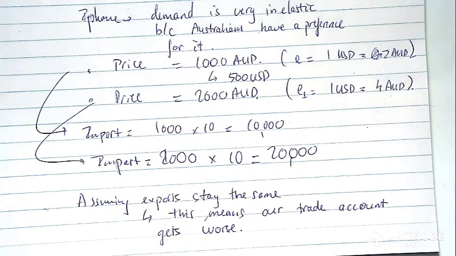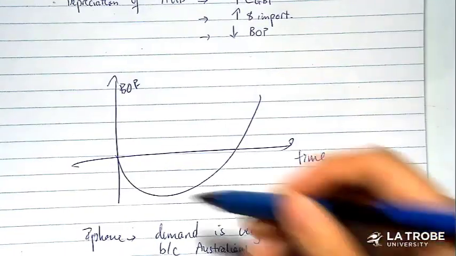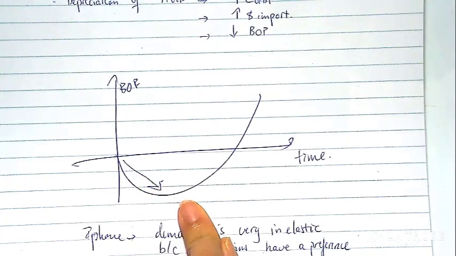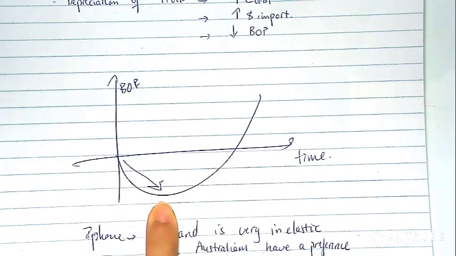So therefore, if we assume that nothing changed to the exports, if we take exports minus imports, we will find that the balance of payment is further reduced, right? Which explains this bit over here. So after we depreciate our currency, our balance of payments actually gets worse, okay?